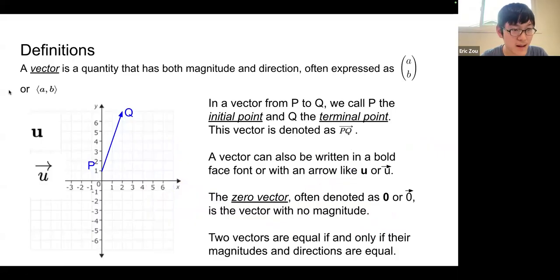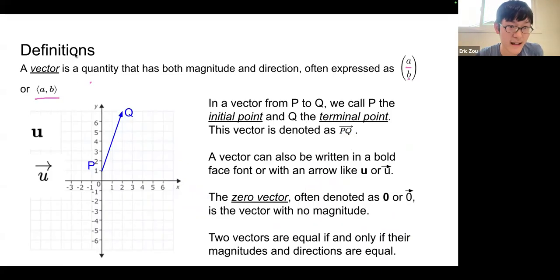New content about vectors. A vector is a quantity that has both magnitude and direction, often expressed as round bracket a, b, where a and b are the components of the vector. It's almost like a point, but it's another quantity.